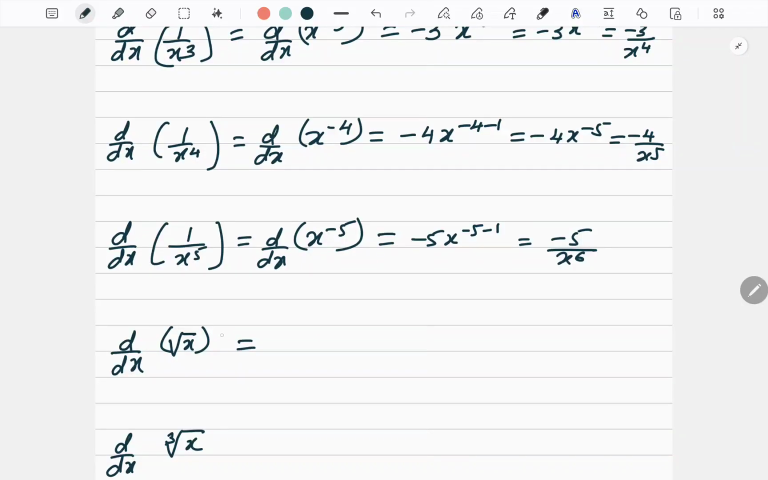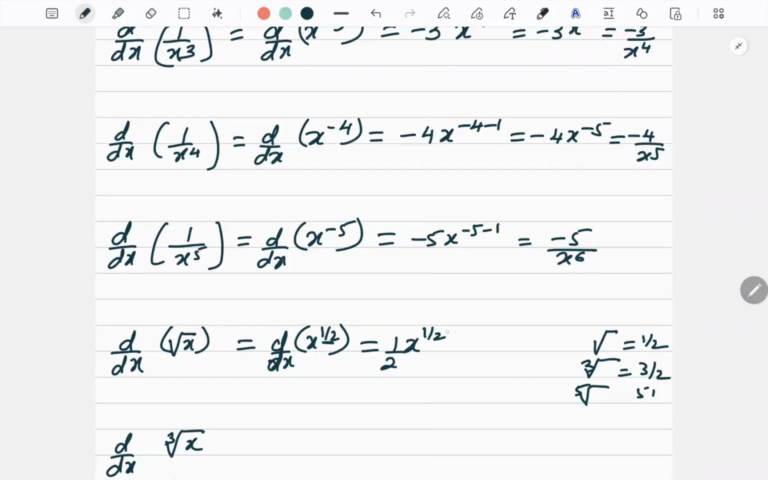Now, when I write a root like this, it means the power 1 by 2. If I write it like this, the power is 3 by 2. If I write it like this, it is 5 by 2. So this question will become d by dx of x to the power 1 by 2. Now if I apply the formula, this 1 by 2 will come in front and x to the power 1 by 2 minus 1. So 1 by 2 x to the power 1 by 2 minus 1 is how much? Minus 1 by 2. Correct.